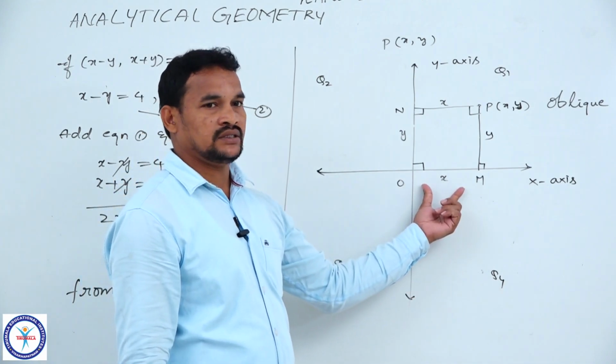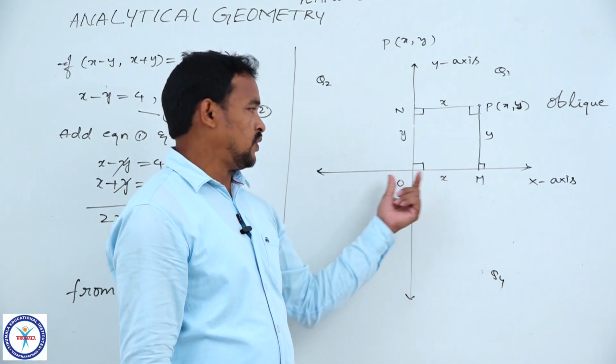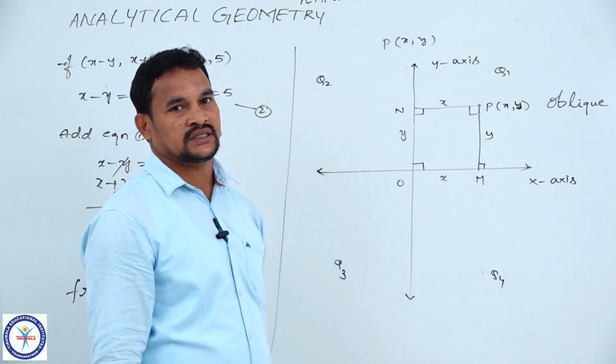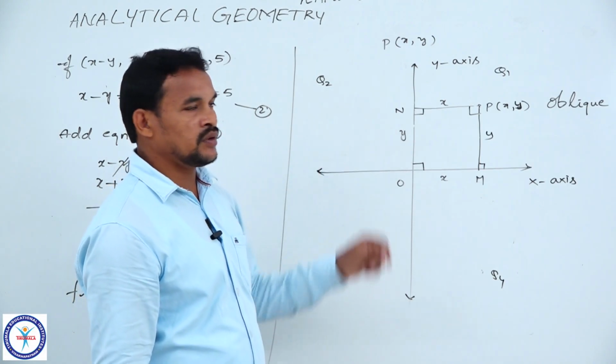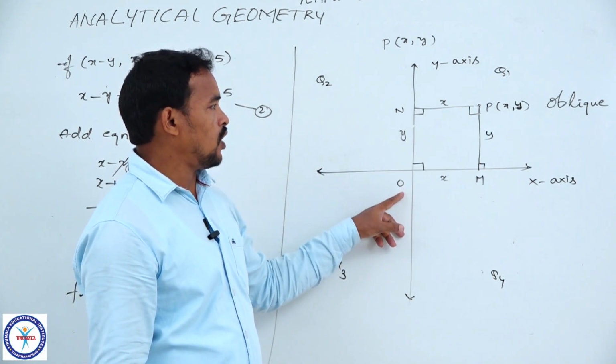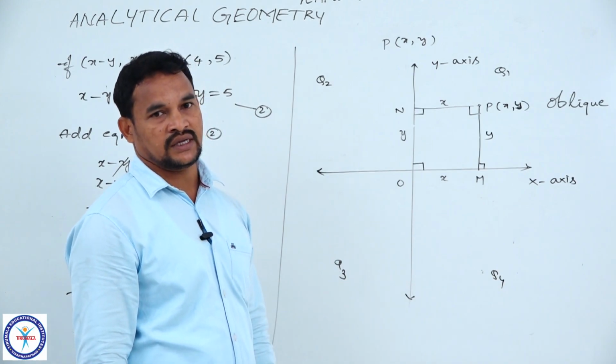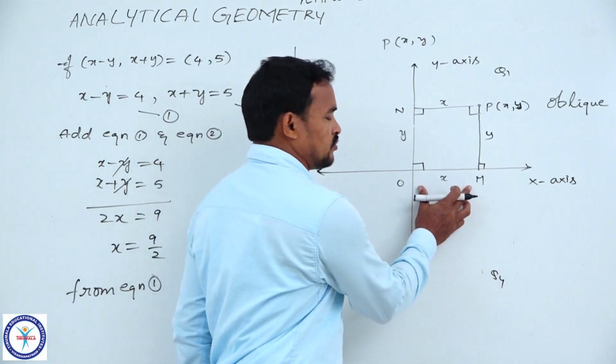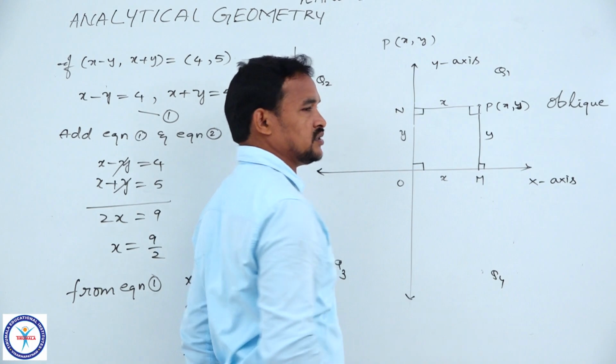Here x-intercept means the distance from the origin to a point on the x-axis. Y-intercept means the distance from the origin to a point on the y-axis. Here see, OM is nothing but the x-intercept, ON is nothing but the y-intercept.